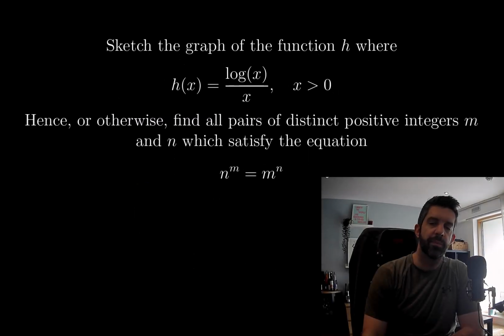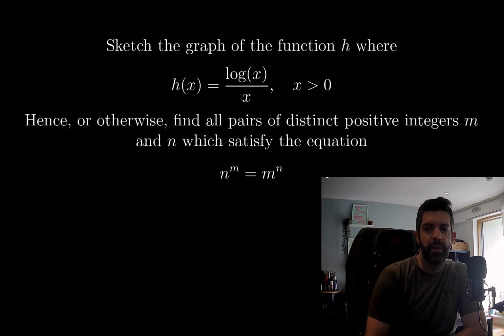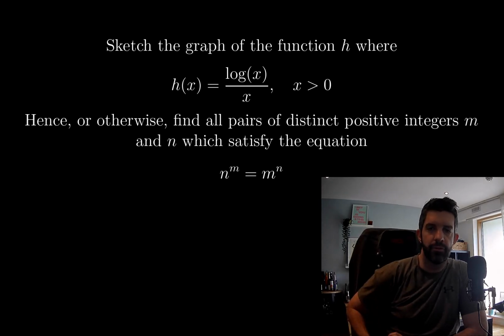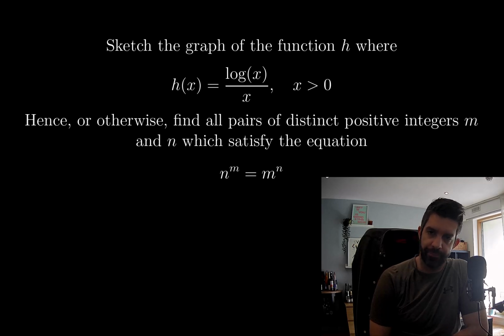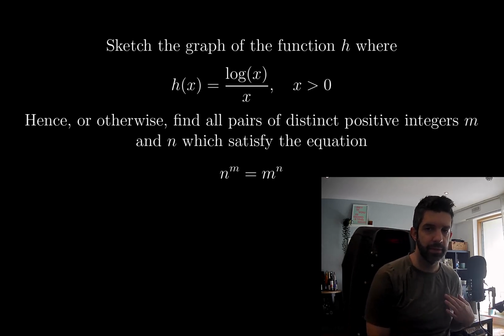Today's problem was submitted by a viewer. It comes from the STEP examination, and it says, sketch the graph of the function h, where h of x is the natural log of x divided by x for x greater than 0. Hence, or otherwise, find all pairs of distinct positive integers m and n, which satisfy the equation n to the m equals m to the n.